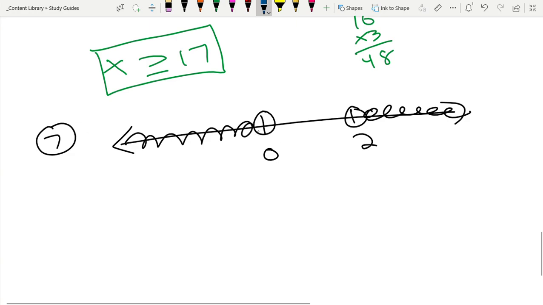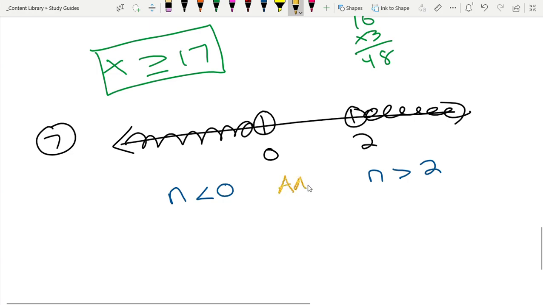The shading is to the left of this 0, which means your numbers are smaller than 0. On this side, your numbers are bigger than 2. And since you're using 2 inequalities, you have to pick a word. And the 2 words that you choose from are and or.